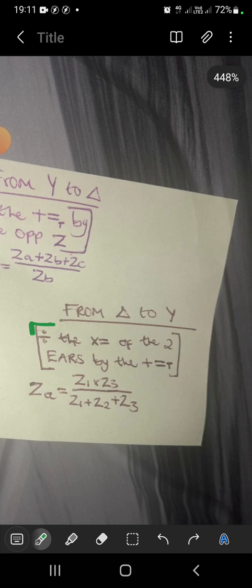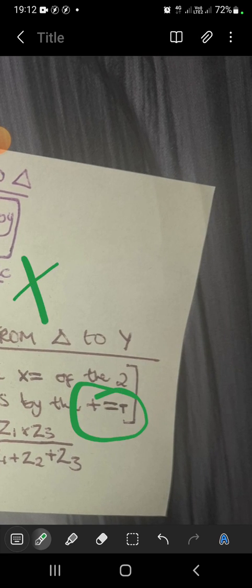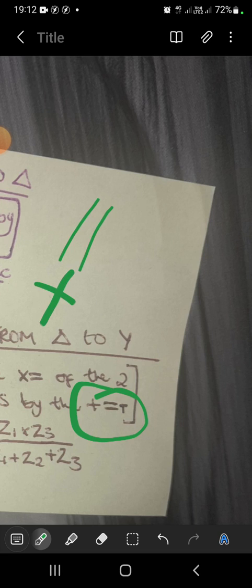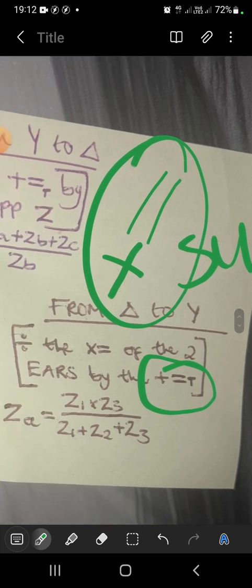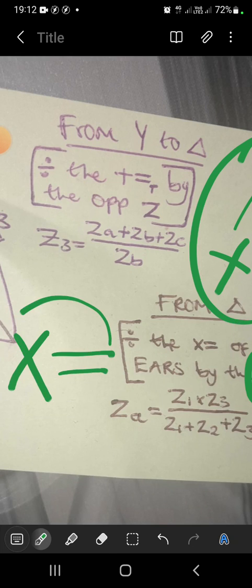So what is inside these square brackets? Let me read it for you. I said you divide the product of the two ears, we will get to the ears part, by the sum of the total Z. Meaning this thing is the solution you get when you add, meaning this is the sum, right? And then you have this, that is simply the solution you get when you multiply. That's the product.